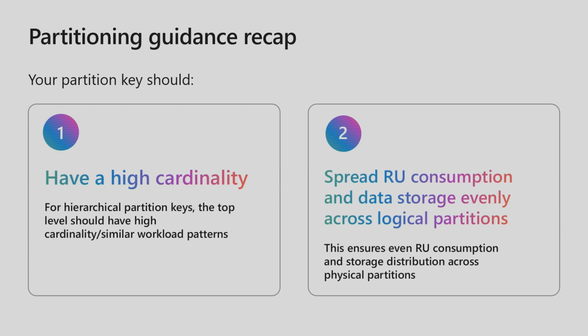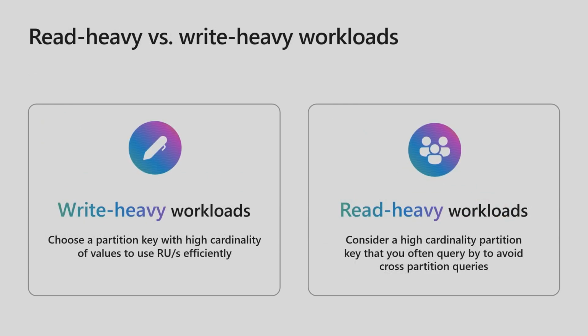So as a recap, you want to make sure that your partition key has high cardinality. And if you are using a hierarchical partition key, that top level has high cardinality as well. And you want to make sure you're choosing a key that will spread your RU consumption and data storage across your logical partitions evenly. You also want to make sure that if you are a write-heavy workload, again, choosing a high cardinality partition key is really important to use your RUs efficiently.